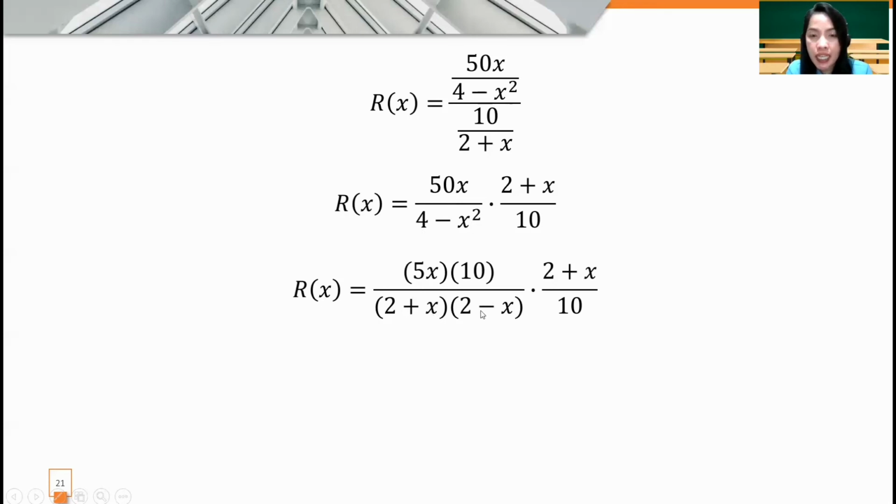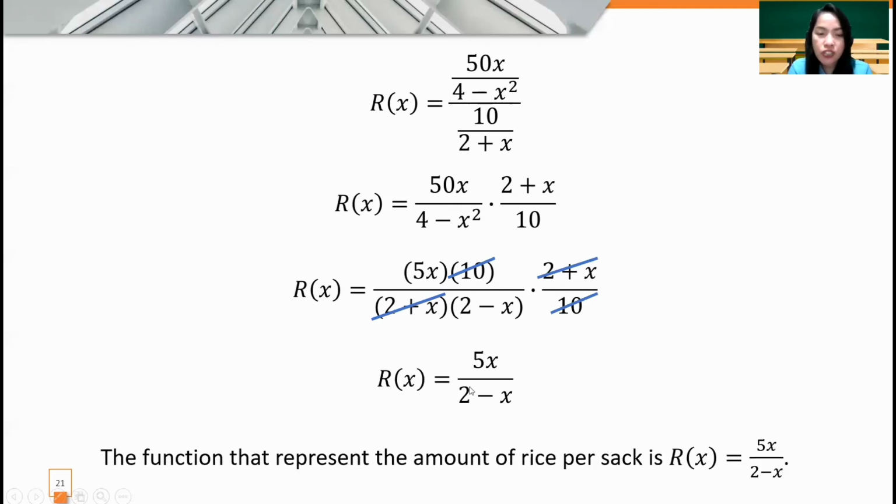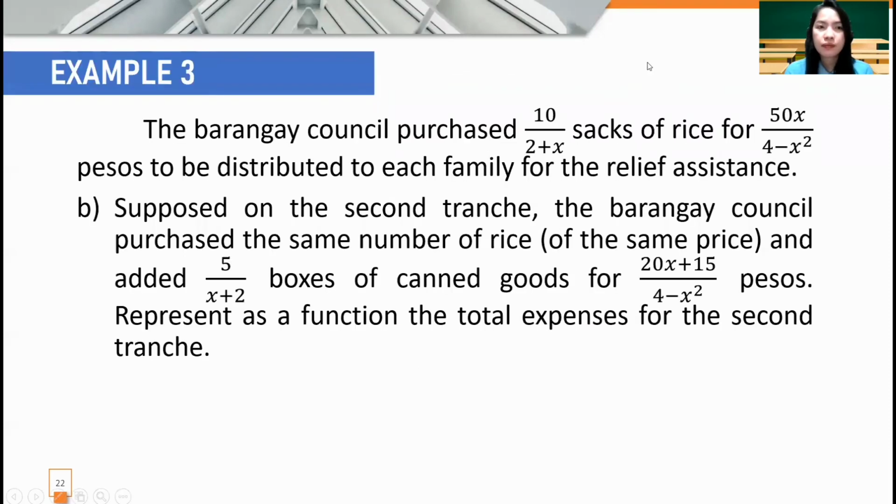So, ang pwede na nating i-cancel ay yung 10, taas, baba, cancel, and then 2 plus x, taas, baba. Yung mga natira na nating terms ay r of x equals 5x all over 2 minus x. This one is the function notation that represents the amount of rice per sack. Do not forget that in example number 3, we have still letter B.